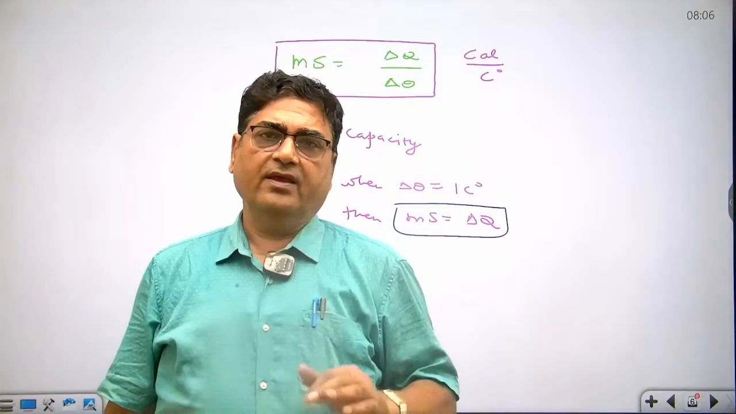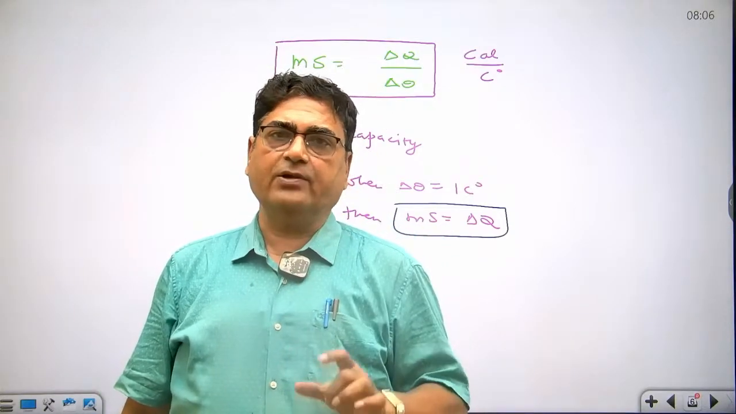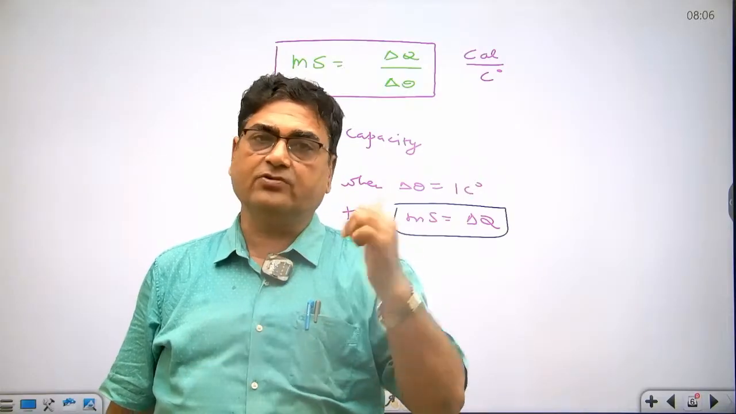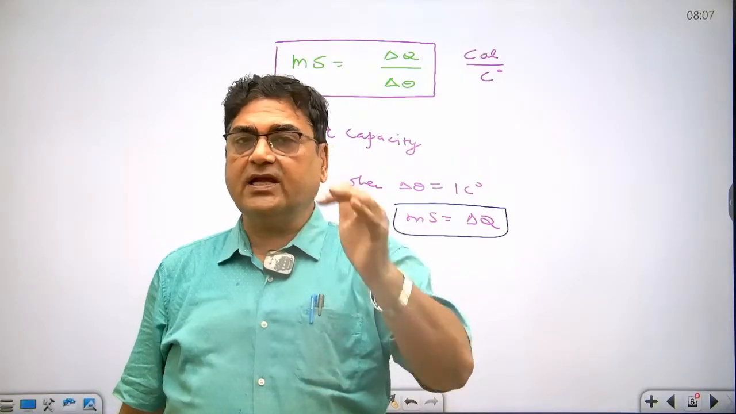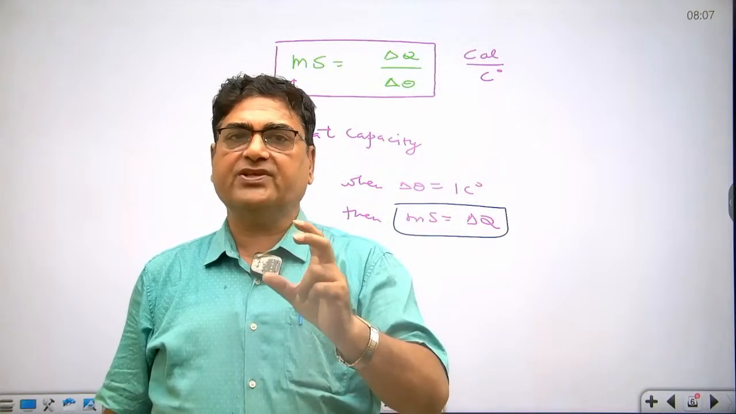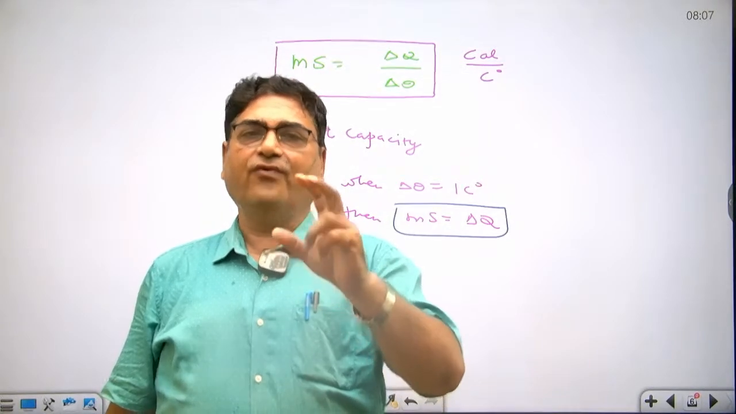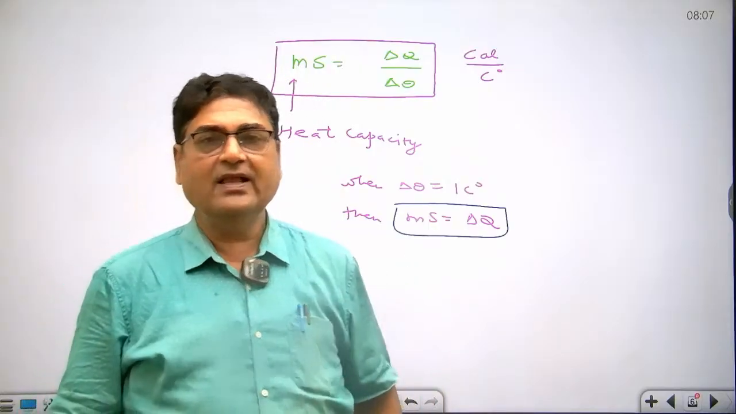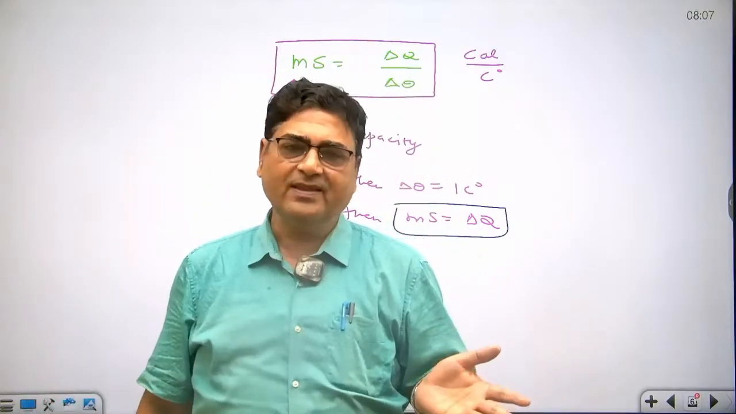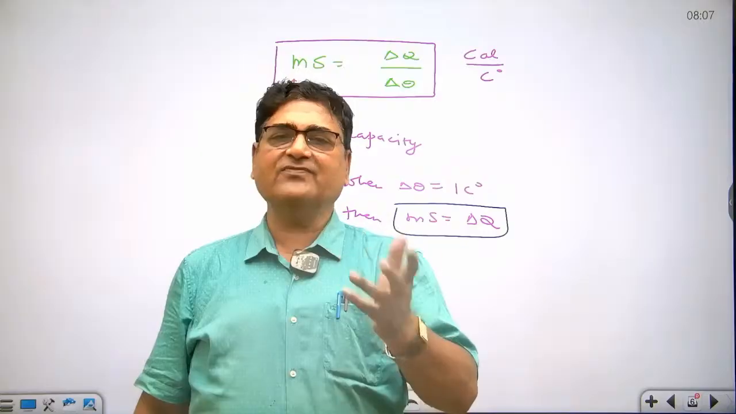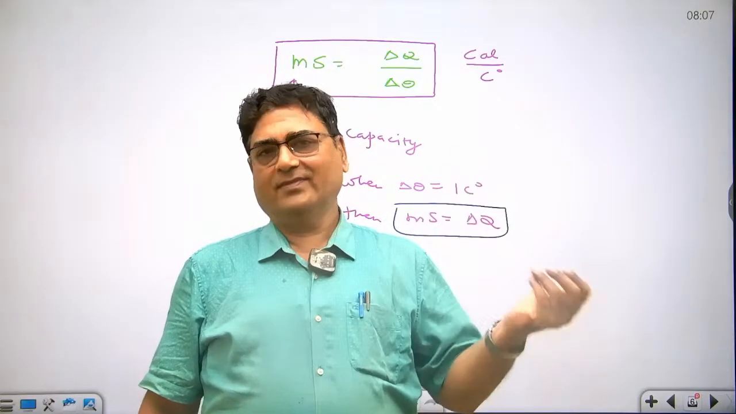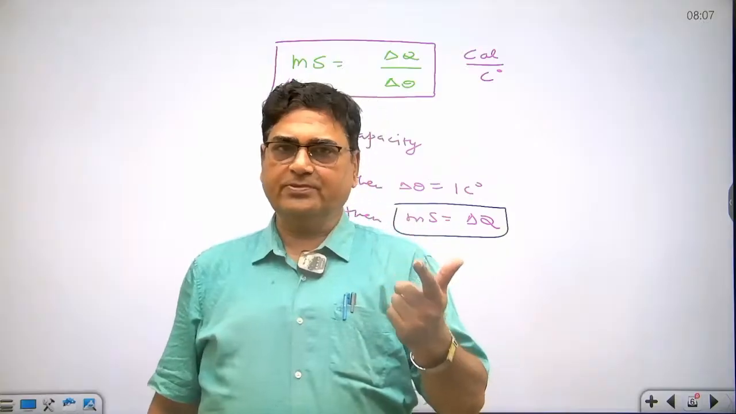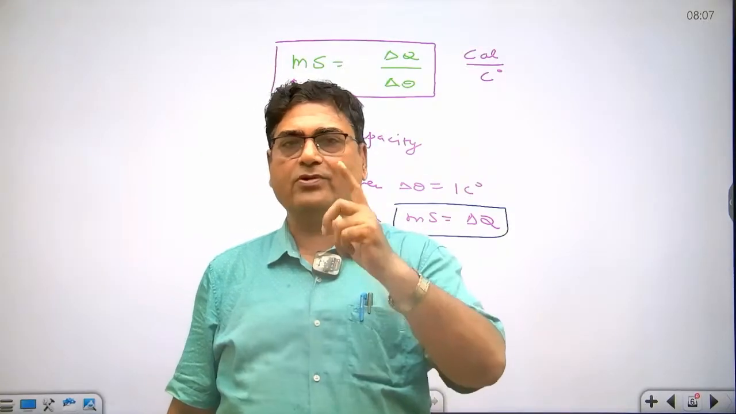Specific heat is the quantity of heat supplied to change temperature by 1 degree centigrade for 1 gram of substance, and this is not for 1 gram of substance. This is the quantity of heat supplied to change temperature by 1 degree centigrade for given amount of substance. Okay, that is the difference. If it is for given amount of substance, then it is heat capacity. If it is for 1 gram of substance, it is specific heat. And heat capacity depends on nature of substance, temperature, as well as amount of substance also.